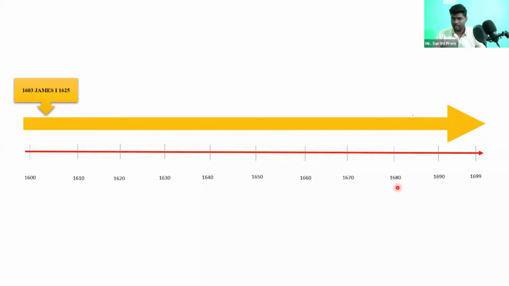And this is kind of a turning point in the nation's history, because this is the first time when England and Scotland is ruled by a single king. It is ruled by a single monarch.